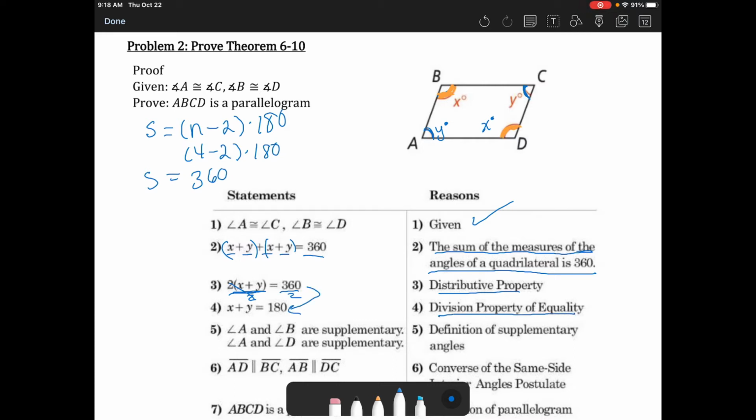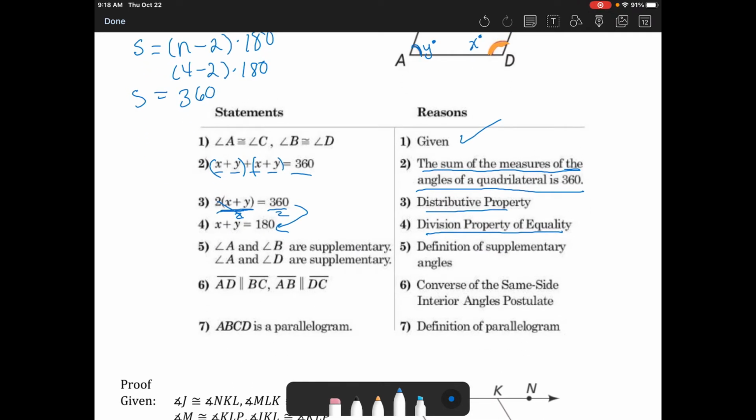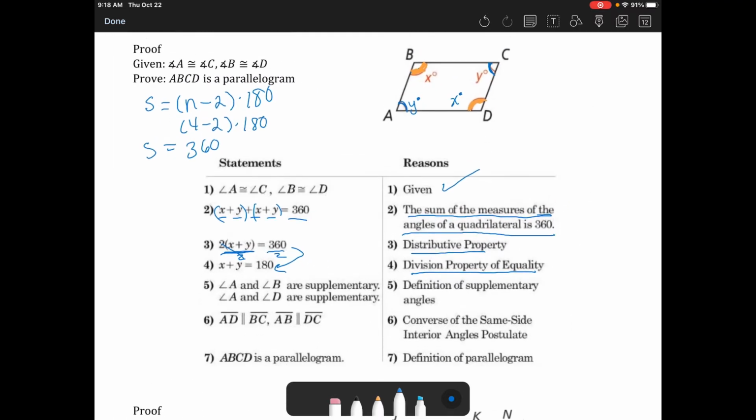So that's the division property of equality. Now, angle A and angle B are supplementary, and angle A and angle D are supplementary. So let's go back and take a look. We said C and A were y degrees, B and D are x degrees. So if x plus y is equal to 180, that means they are supplementary. So any pair of x and y means that they are supplementary. So here, this sum is 180, this sum is 180, this sum is 180, and this sum is 180.